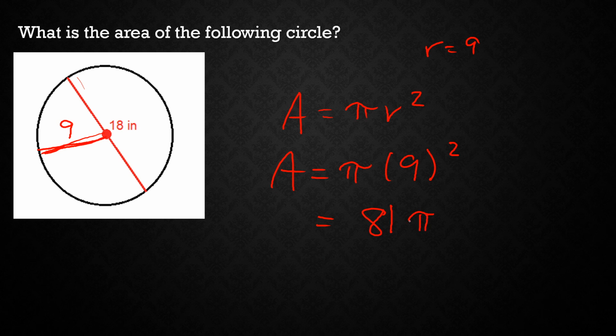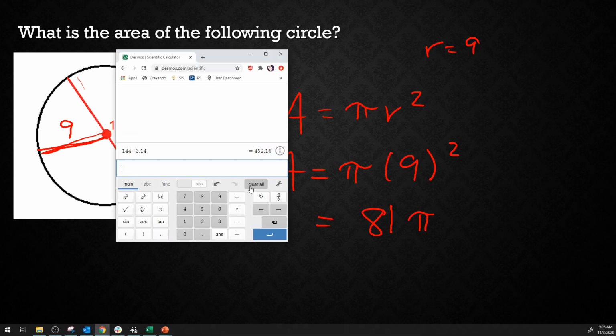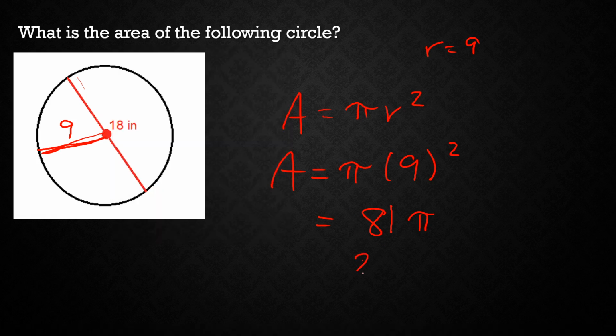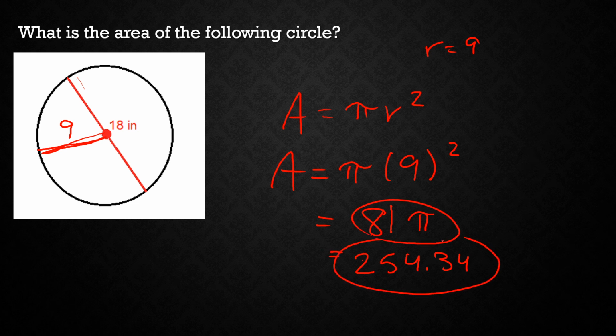Okay, I can also again multiply this out. And 81 times 3.14 gives me 254.34. Okay, so both of these answers are equivalent. You can type in either one.